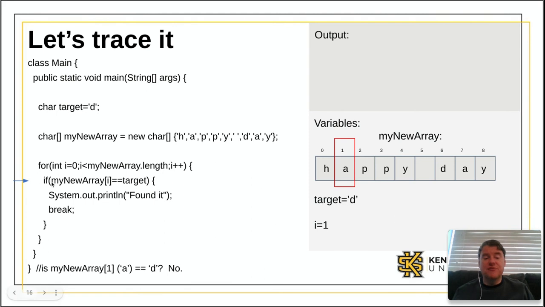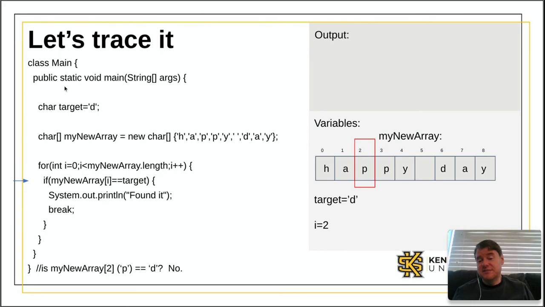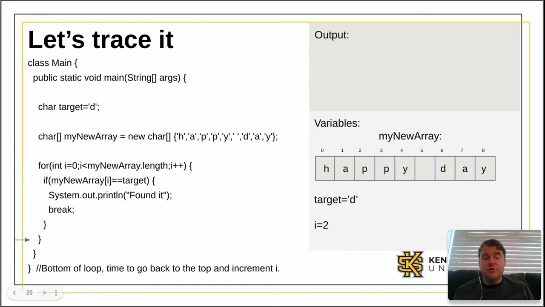This time it's checking if my new array at position 1 is equal to the target. So my new array at position 1 is this A, and is A equal to D? No, it's not. So it's going to skip over that. Bottom of the loop brings us back to the top. I is now 2. So again, it's checking is 2 less than 9? Yes, it is. And so it says if my new array at position 2, which is this P, is equal to the target, it's not. So therefore, it's going to skip over the if statement, back to the bottom of the loop, back to the top of the loop. I becomes 3.